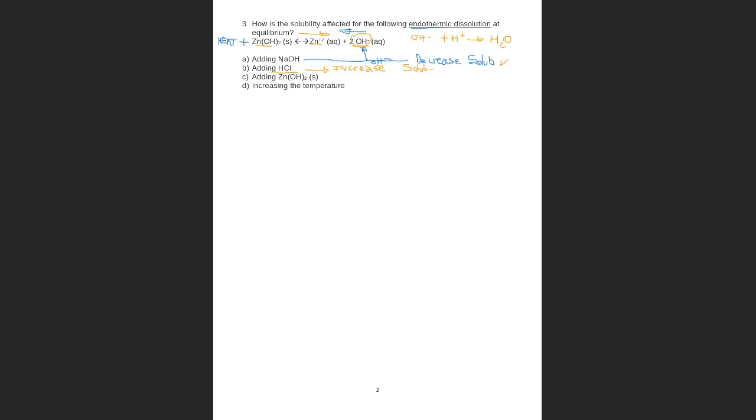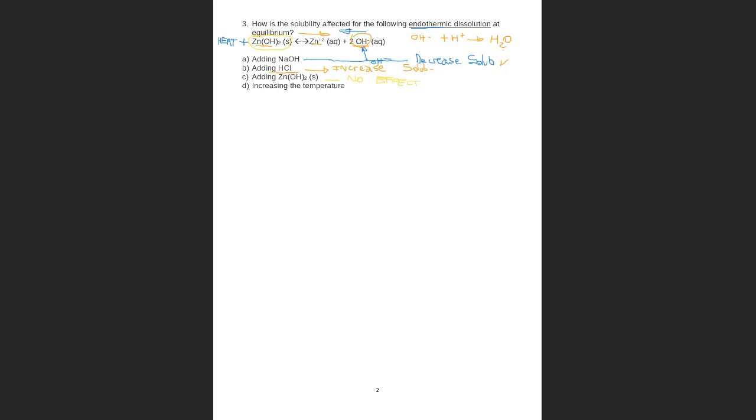Okay, now what happens if I add this solid, zinc hydroxide? No effect. Awesome, Johan. Exactly. Remember, adding a solid will never affect the equilibrium. The pure solids are not included in the equilibrium. So this is no effect because it's a solid. Don't let this problem trick you.